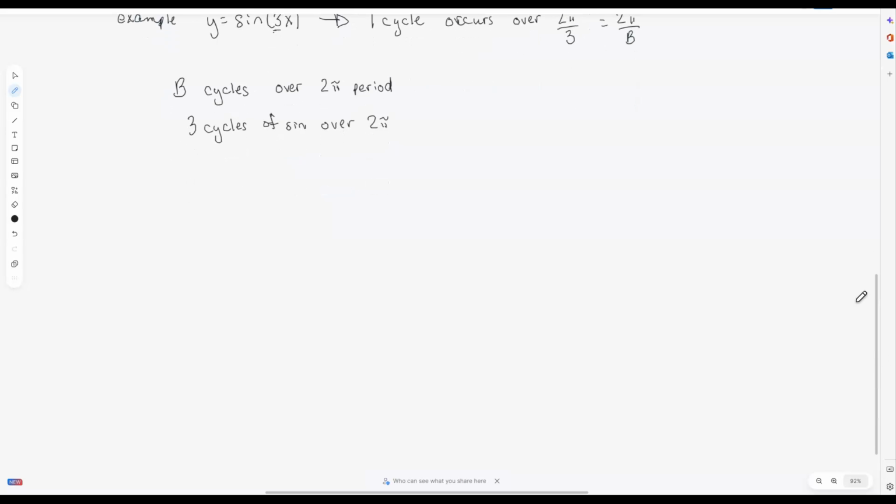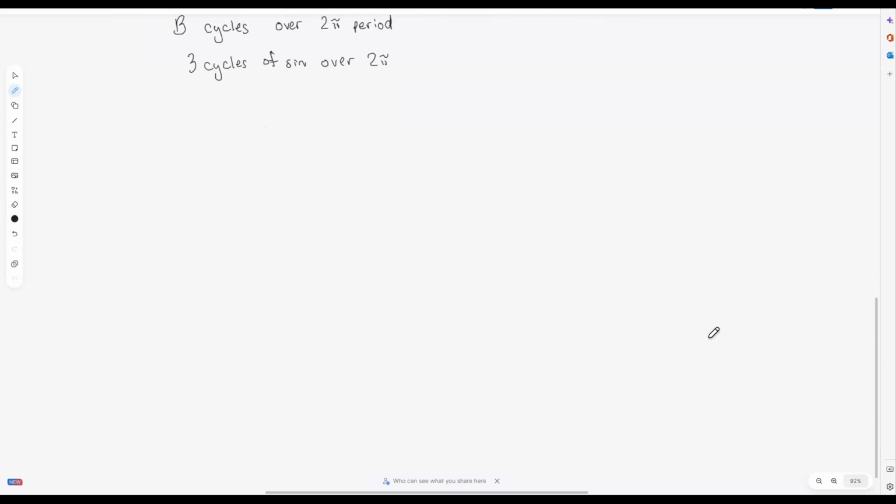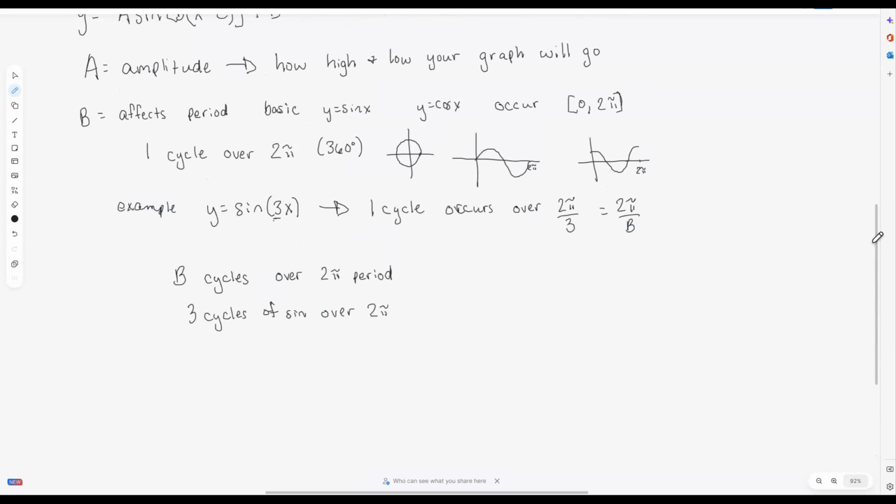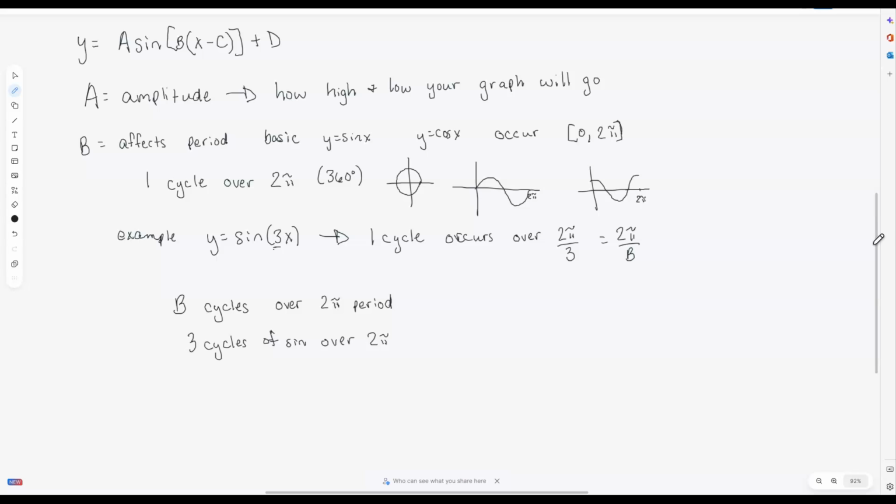Okay, and then we're going to look at the C, right? The phase shift, okay? This will affect where you're starting your graph, right? So your phase shift is your horizontal shift, right? Horizontal. So I'm moving on my x-axis, okay? So I'm shifting either left or right. I'm moving my graph left or right.